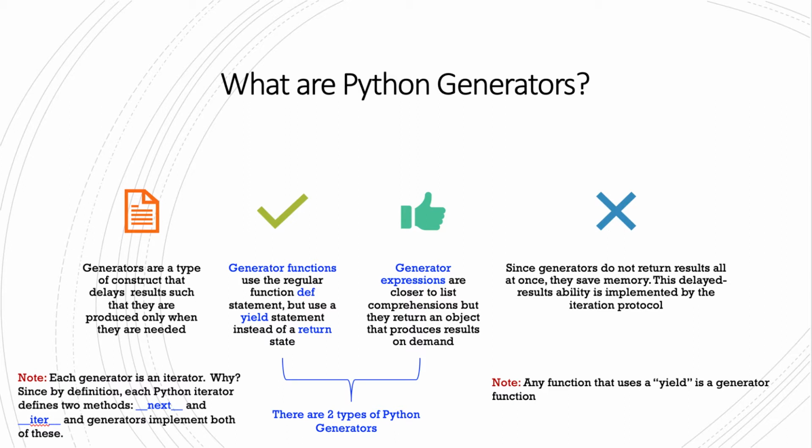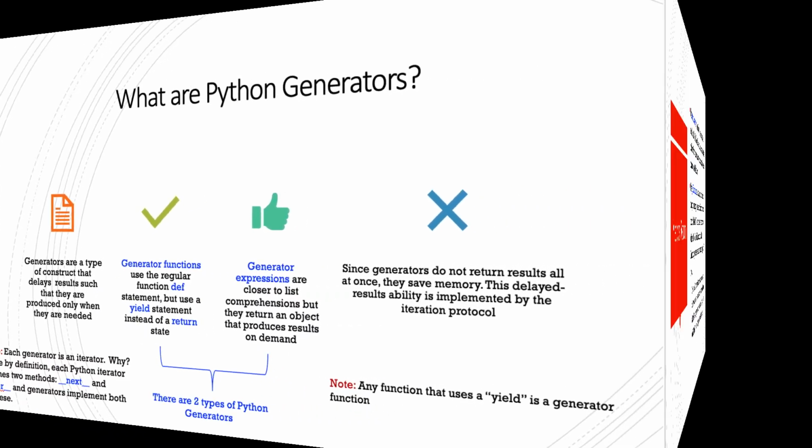This delayed results ability is implemented by the iteration protocol. Any function that uses a yield is defined in Python as a generator. Each generator is an iterator. Why is that? Since by definition, each Python iterator must be able to define two methods, the next method and the iter method, generators implement both of these as well.